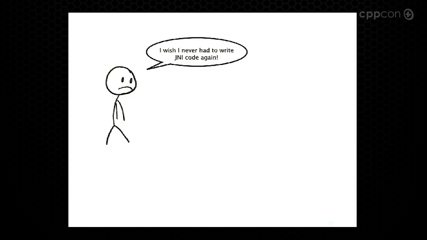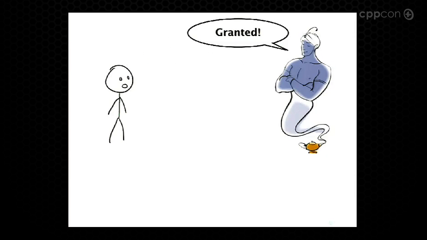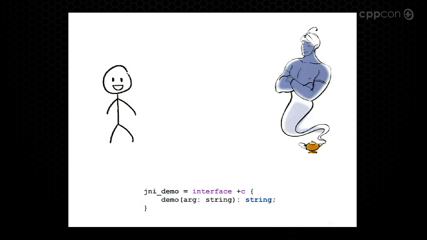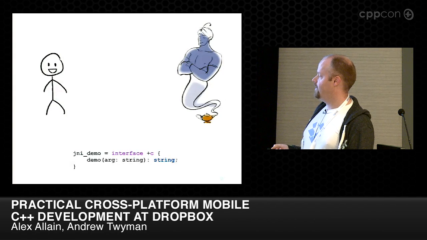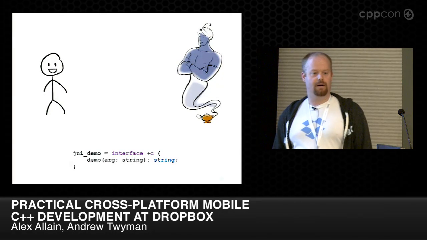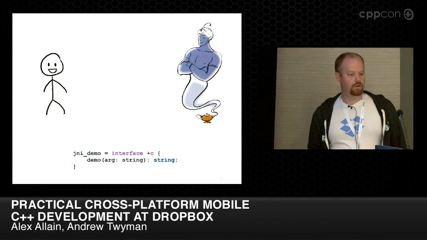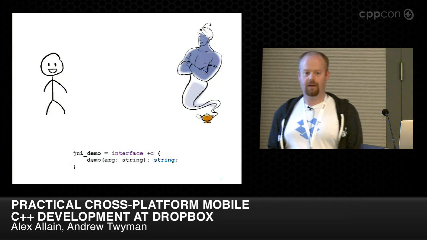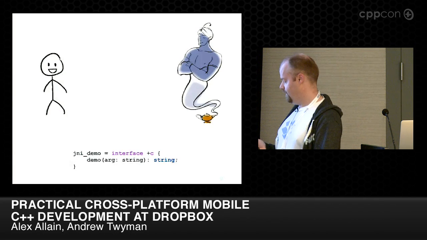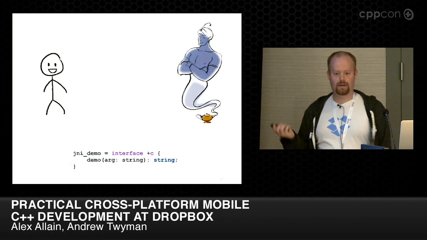If only there was some magical entity who could make me never have to write this again. But it turns out there is. And the Djinni grants my wish. And instead, this is what I have to write these days. This says, I have an interface, which is implemented in C++. It has a method called demo that takes a string and returns a string. And then everything else I showed you is auto-generated for me. Pretty cool world to live in. And I'm going to show you a little bit more about how that works.